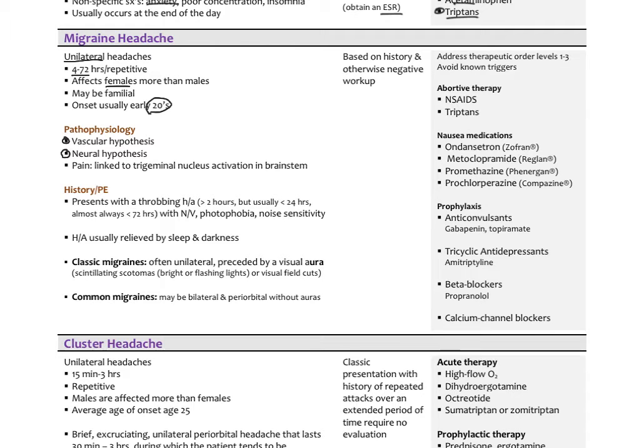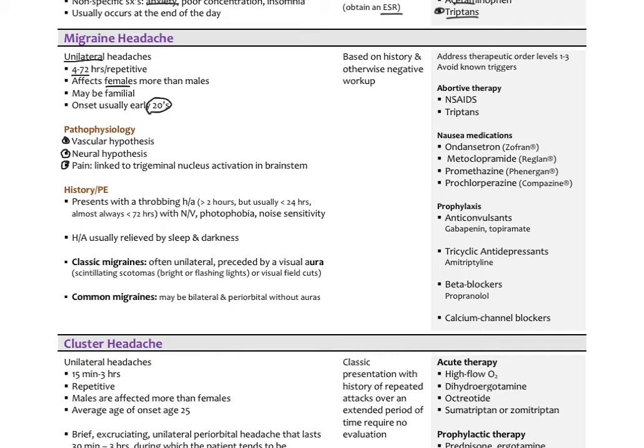So that's called the neural hypothesis. Usually they go together. So where the blood vessels dilate, they release their inflammatory mediators, then the nerves stop firing as they should. And then again, the pain from migraine is usually linked to the trigeminal nucleus activation in the brainstem. So where the trigeminal nerve cell bodies reside, they get activated, and that triggers pain.